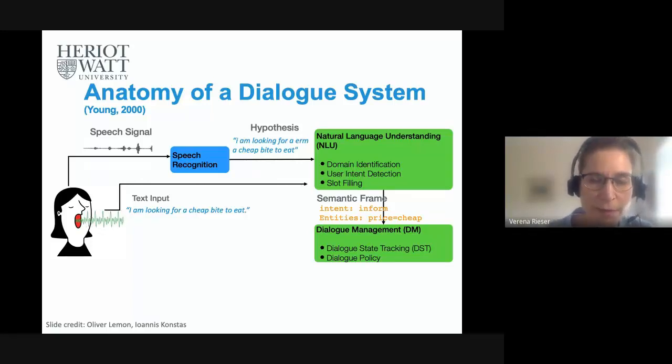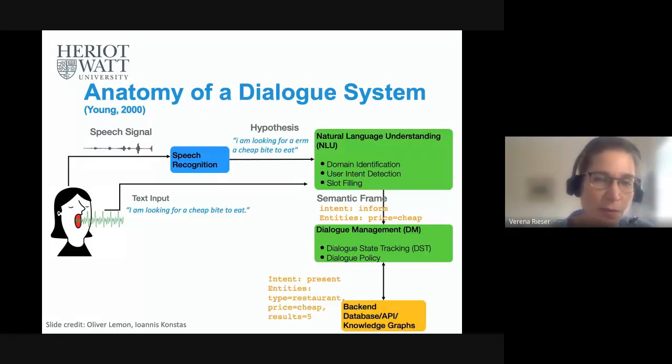And part of the tasks of the dialogue management is dialogue state tracking, so continuously updating the hypothesis of what the user might have said. This is especially relevant when it comes to speech recognition, and then deciding on the dialogue policy. So this is then what to output. And again, the output is in terms of this sort of abstract semantic representation in terms of intent, entities, or also dialogue act. Oh yeah, and I forgot to mention the dialogue manager also often has access to a backend, such as a database or API or knowledge graphs.